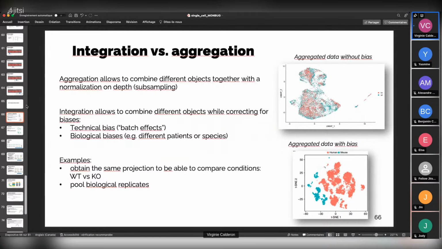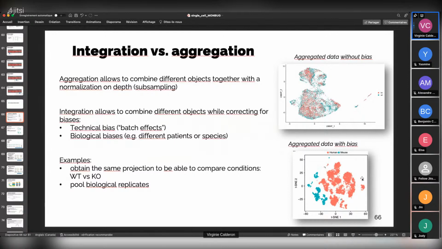So how to choose? I will say it depends on the projection you obtain. So you can try aggregation. For example, here at the top, we aggregated knockout and wild type data. And we have here data without bias. So we see that the two projections work well.